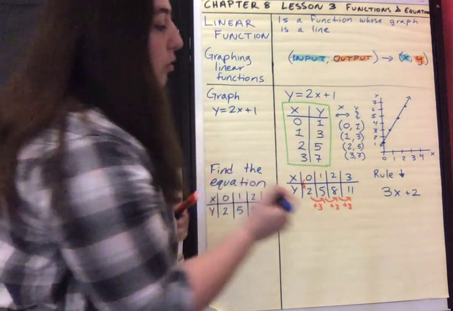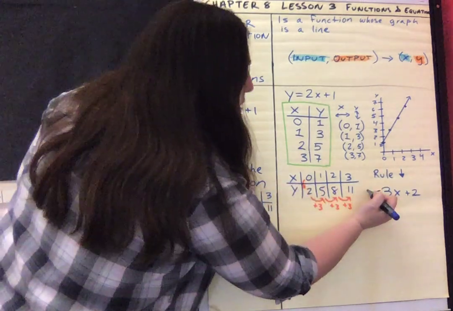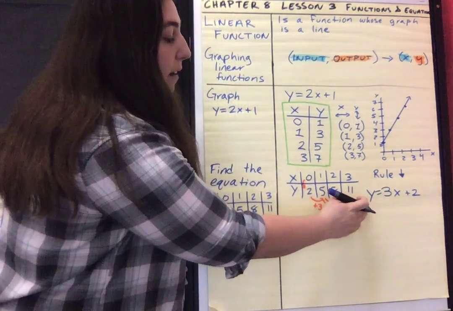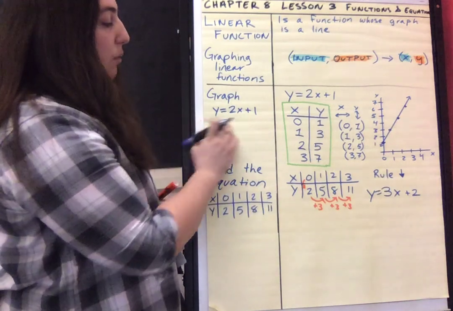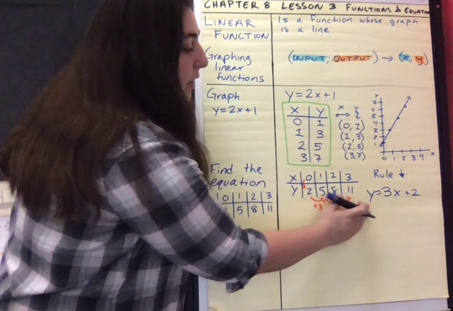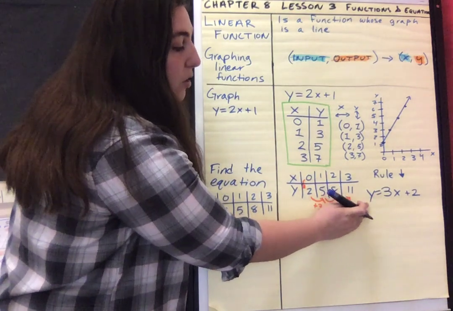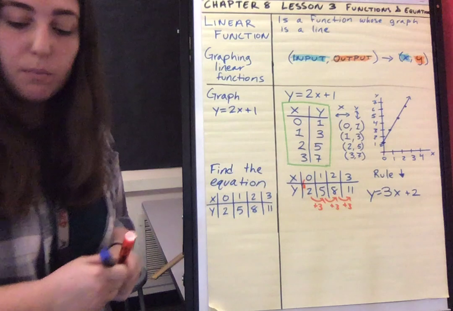But I also need to remember I'm finding an equation. So my equation must have the y equals. Just like we have up here, y equals 2x plus 1. It makes it an equation when you put y equals. Okay, so my equation is y equals 3x plus 2.